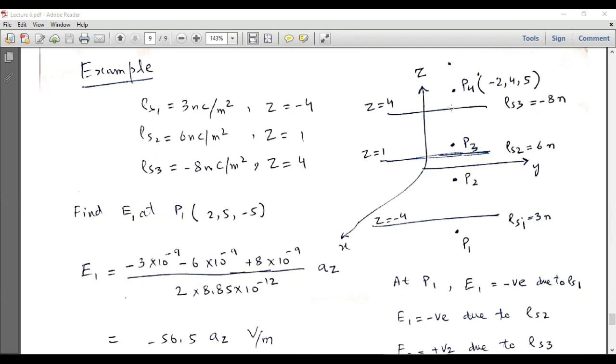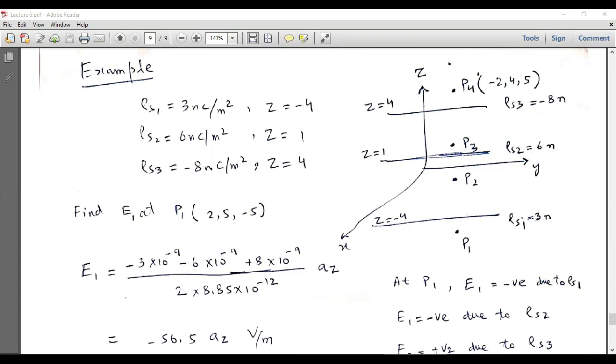And this is a negative charge, so electric field lines will be upward below the sheet and downward above the sheet. So at point P1, the electric field will be in the negative z direction due to this first sheet, negative z axis due to the second sheet, and positive z axis due to this third sheet.